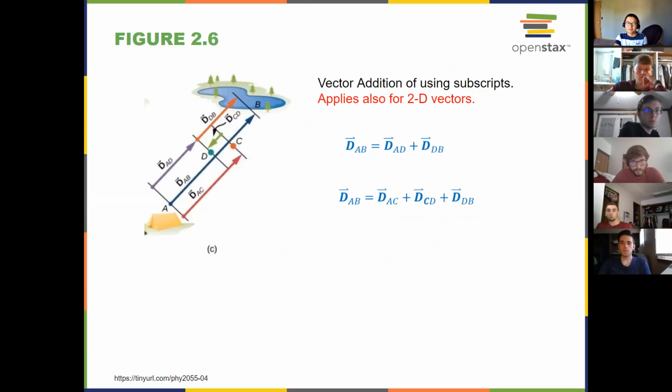If you have vector additions, you can use subscripts. As long as the second subscript of the first one is the same as the first subscript of the second one, you can cancel that subscript. So for example, d sub AB is equal to d sub AD plus d sub DB. We talked about this in class, and this also applies if you have more than two vectors.